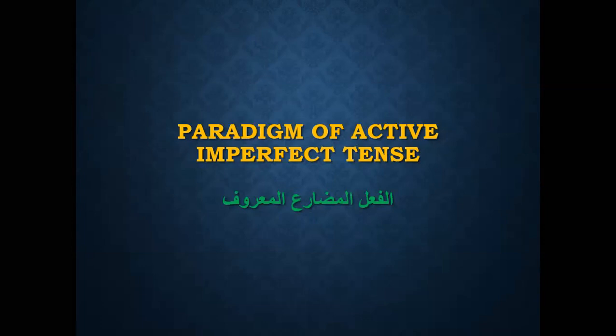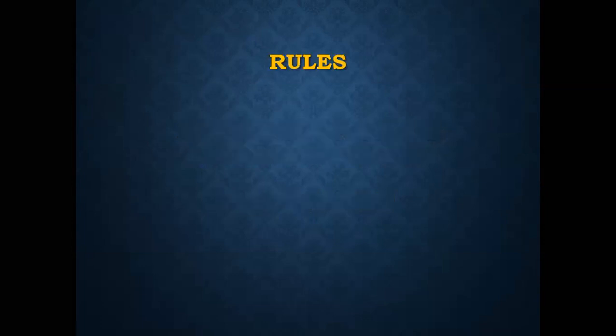And then let's start with a new paradigm, which is that of mudari'. You remember in Arabic there are two tenses, madi and mudari', and mudari' has two parts. One is present, one is future. So mudari' has both in it. Madi we have just covered, active and passive forms.